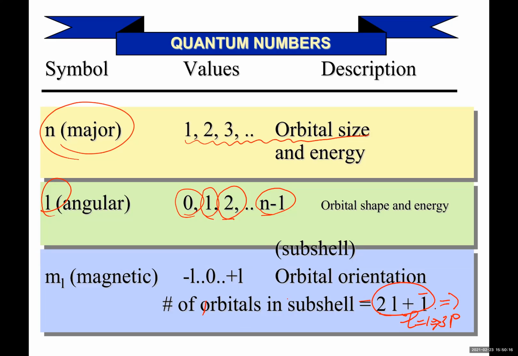I hope this makes sense. Let me stop at this point. Oh, sorry. Before I go, what is the value of the spin quantum number? The spin quantum number can either be plus half or minus half.